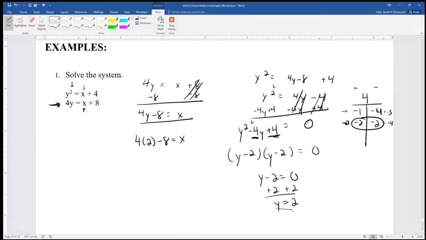And I'm plugging them in for y, since y is what I solved for there. So 4 times 2 is 8. 8 minus 8 is 0. So I have an x and a y now, so my solution here is 0, 8. 0, 2. Holy cow.